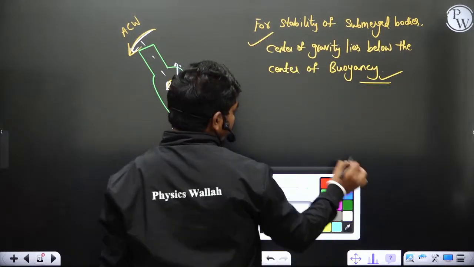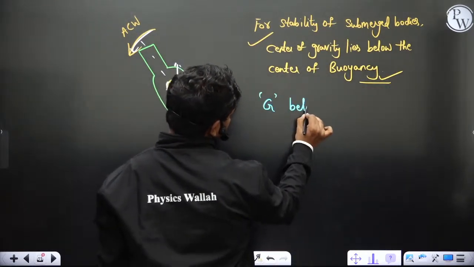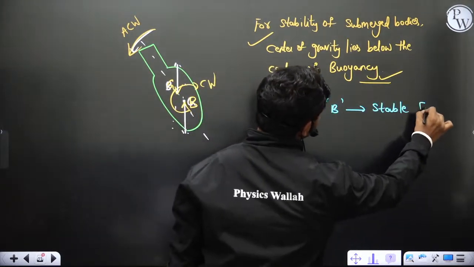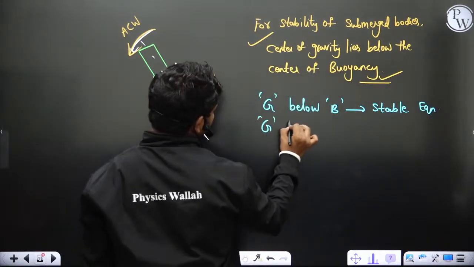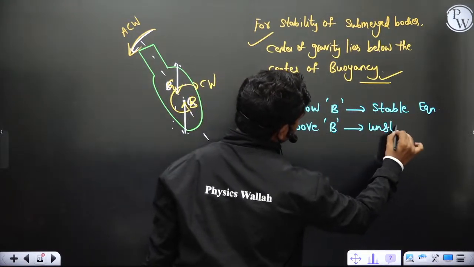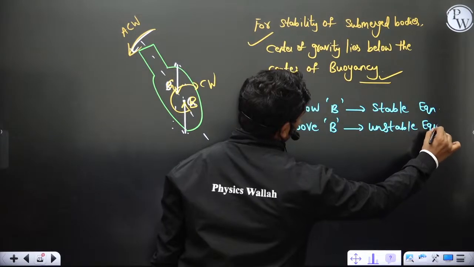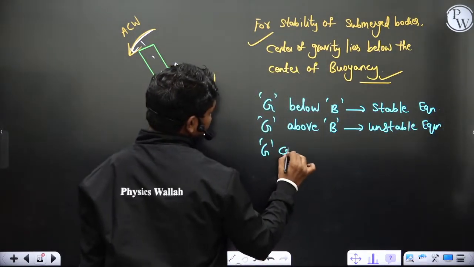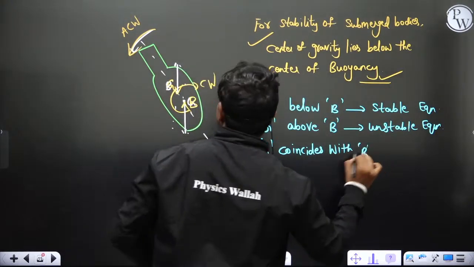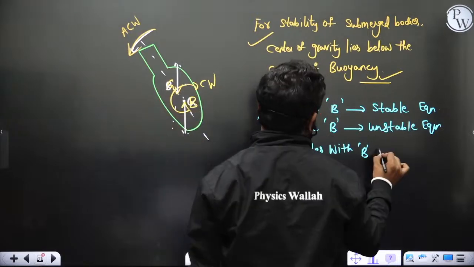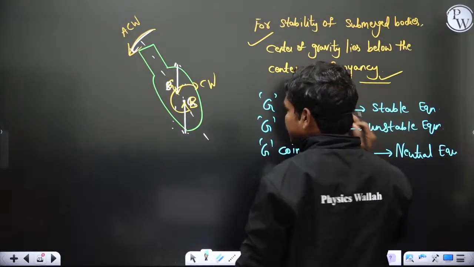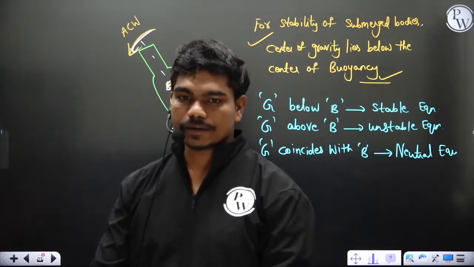So if you summarize, G below B is stable equilibrium, and this is only for submerged bodies. Then G above B will be unstable equilibrium, and G coinciding with B is neutral. Obviously, if these two coincide at the same point, there won't be any moment generated, so this is neutral. If you tilt the body externally, the body remains there. There won't be any disturbing or restoring couples at this point.